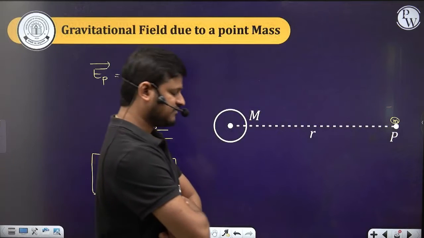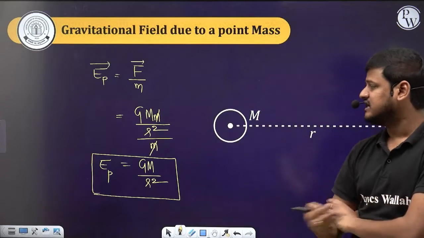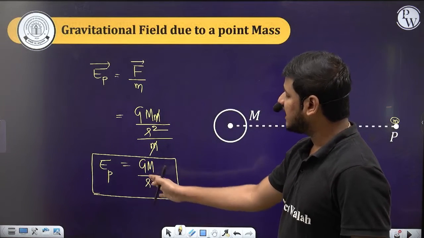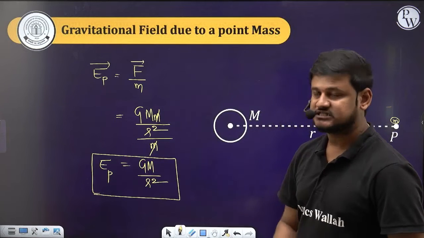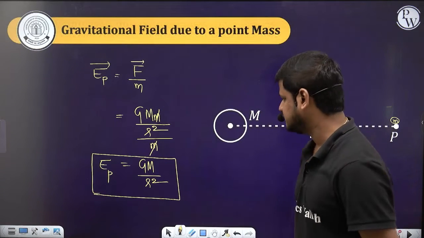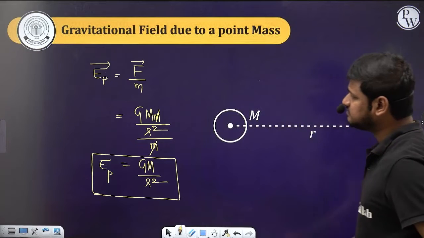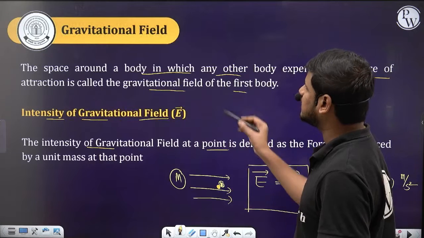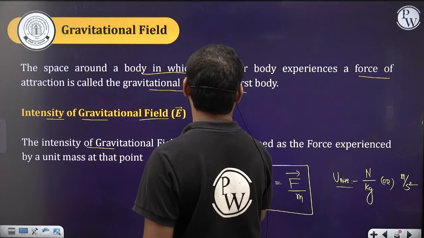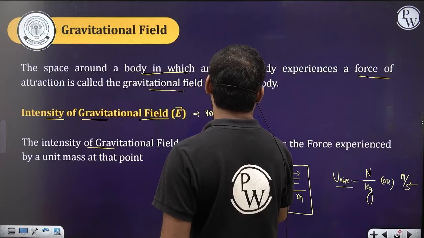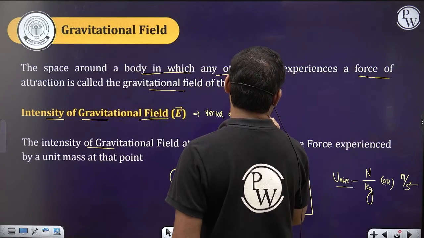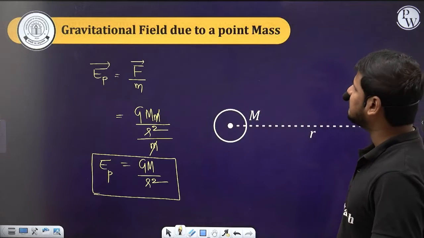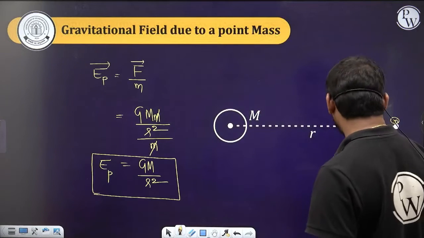In electric charges and fields, you will study the intensity of electric field, which is equal to kq by r square. Here it is GM by r square. That's the only difference. Clear, guys? Understood this part? It's also a vector quantity, guys, which will have the direction. So this is done, and the gravitational field due to a point mass, GM by r square, you should remember the formula.